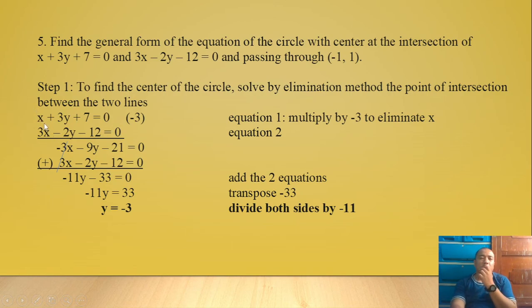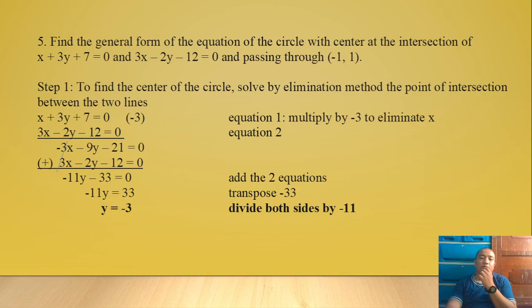So equation 1 times negative 3 is negative 3x minus 9y minus 21 equals 0. Plus 3x minus 2y minus 12 equals 0. Cancel 3x. Then add the two equations, negative 9y plus negative 2y, negative 11y. Negative 21 plus negative 12, negative 33 equals 0. Negative 11y equals 33. Divide both sides by negative 11. Negative 3 is the value of y.